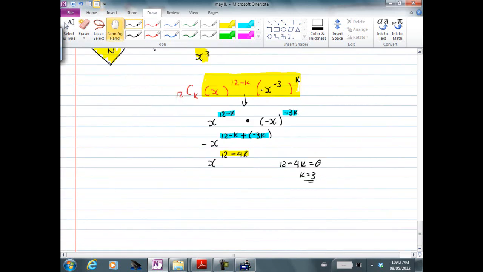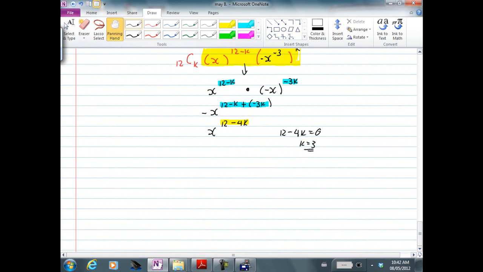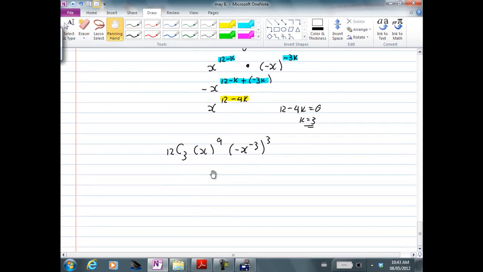So to find the constant now, I go back and I sub in 12C3 x to the power of 9. And this is negative x to the power of negative 3 times 3. That's what I have. So guys, gals, if I did everything correct, this whole entire thing will cancel out and become a 0 or become a 1.